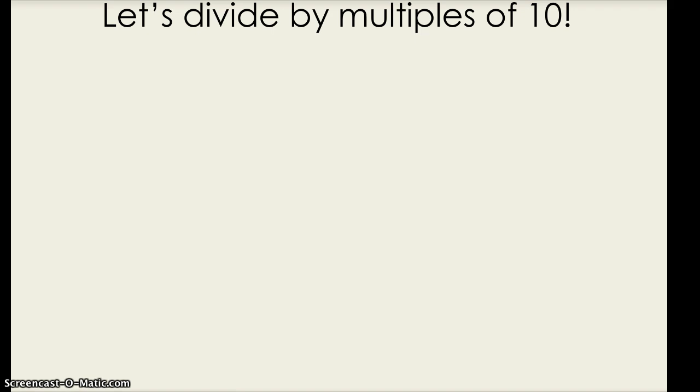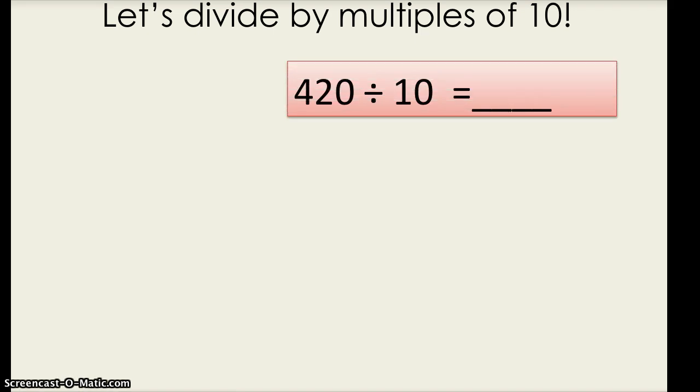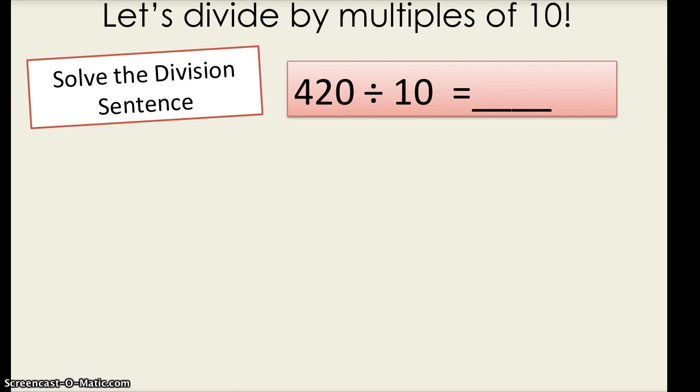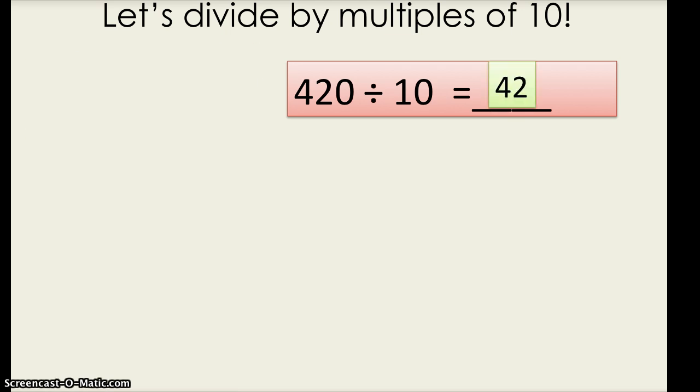So let's start by dividing by multiples of 10. You can do this on your whiteboard, and I want you to jot the answer down really quickly, and you're going to be pausing and unpausing the video quickly while you're doing this fluency. So 420 divided by 10 is 42. All right, next one.